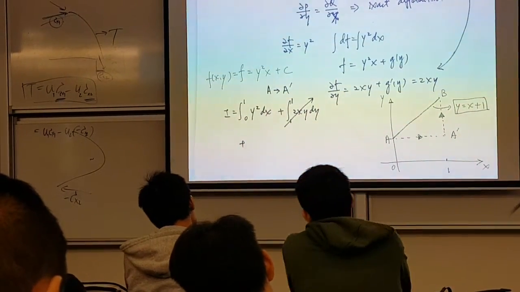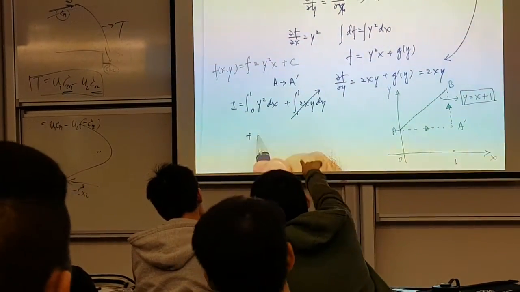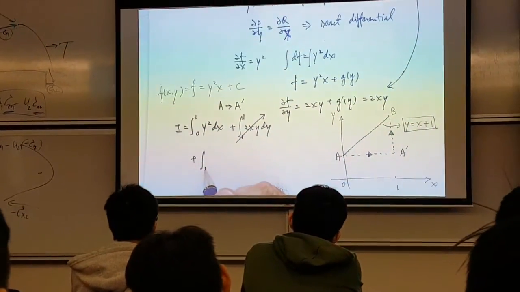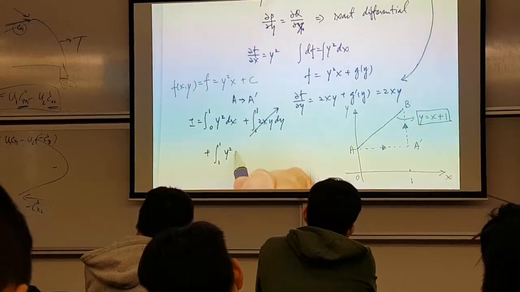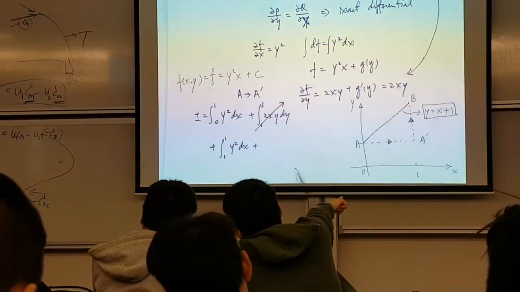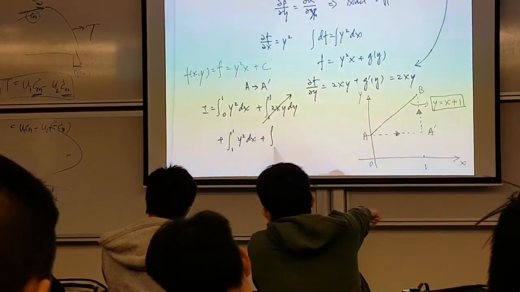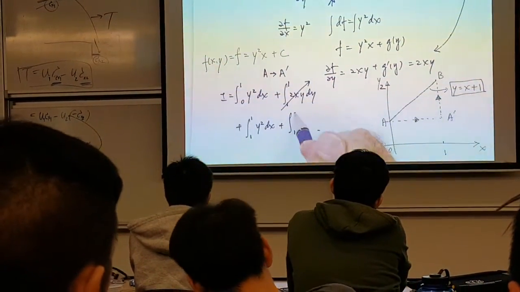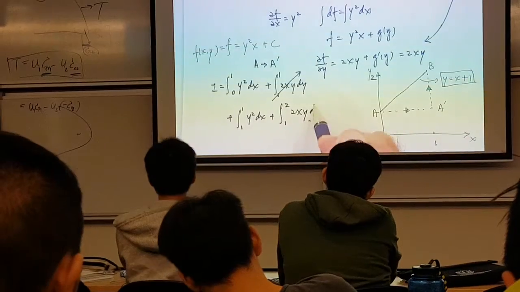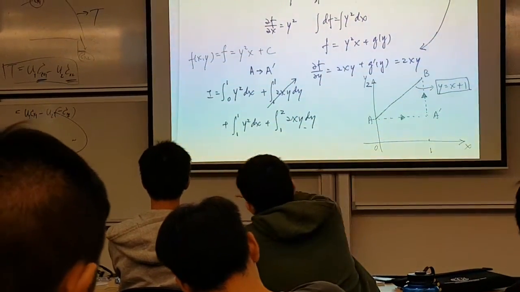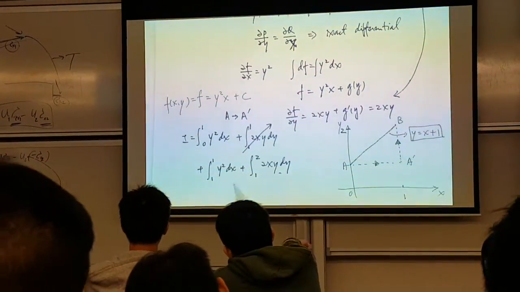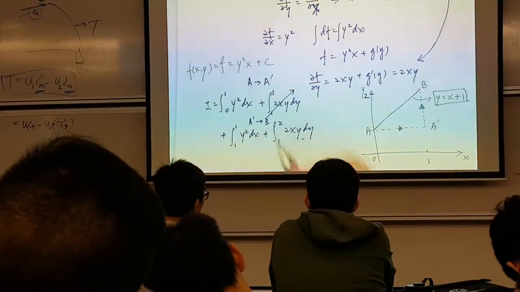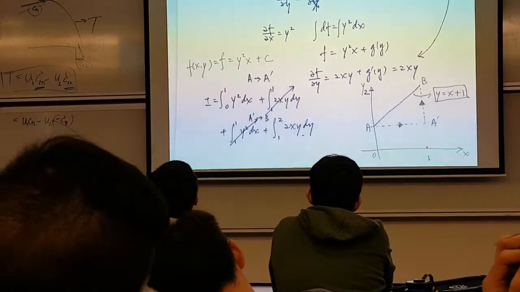So now if I move from A prime to B, this is going to be from 1 to 1 y squared dx plus 1 to 2, right? So this is actually 2xy dy. So again, when you move from A prime to B, what happened here is this term actually gets cancelled out.